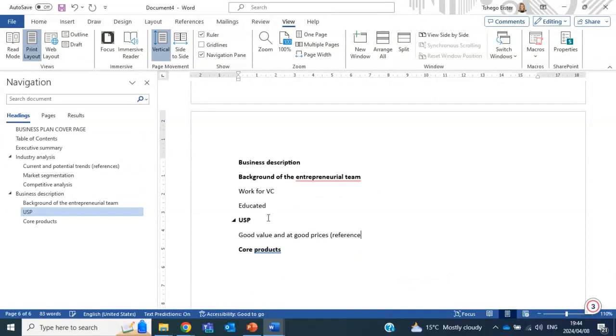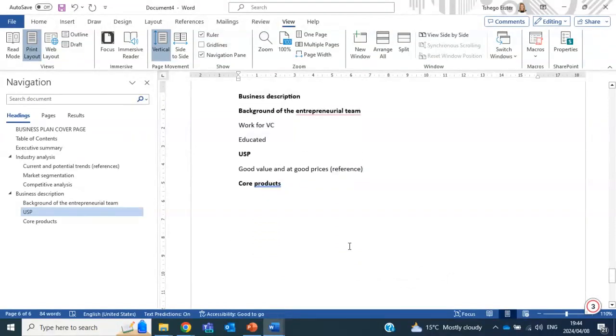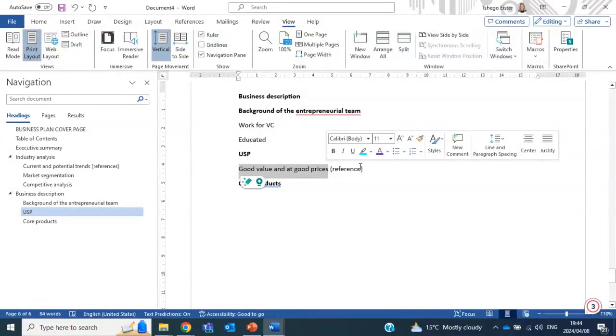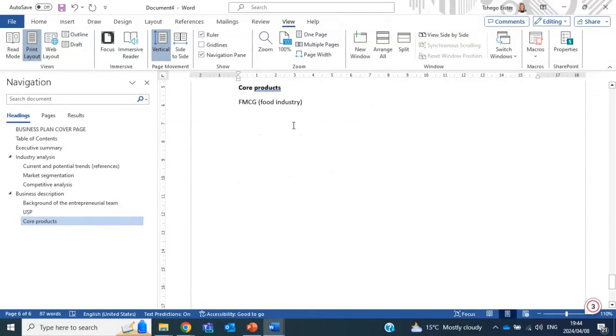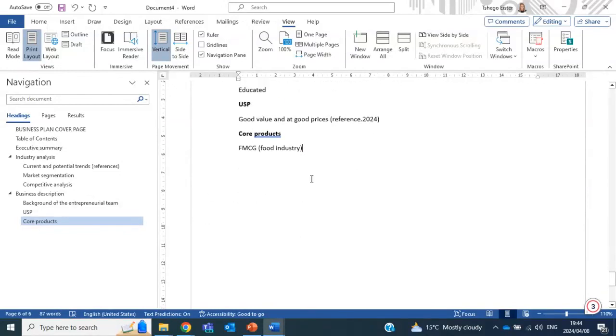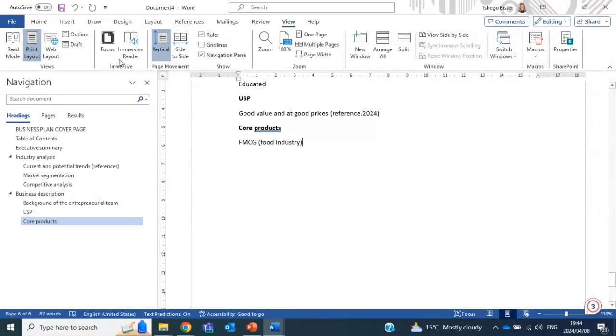But again, you would need to reference this. So please go and research your company, whatever it is that they offer, and make sure that if you're saying something like good value at good prices, you would then put a reference for that. And then our core product is basically food, or fast moving consumer goods, and that's the food industry. And I don't know if food is the complete word, because Checkers doesn't just sell food. We all know they sell appliances. There's quite a number of things that they sell besides that.